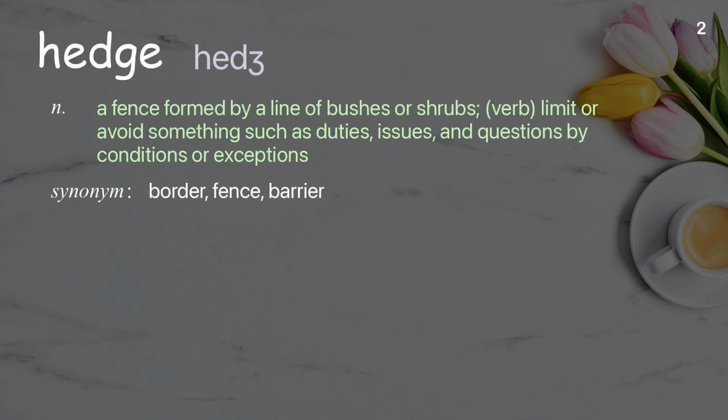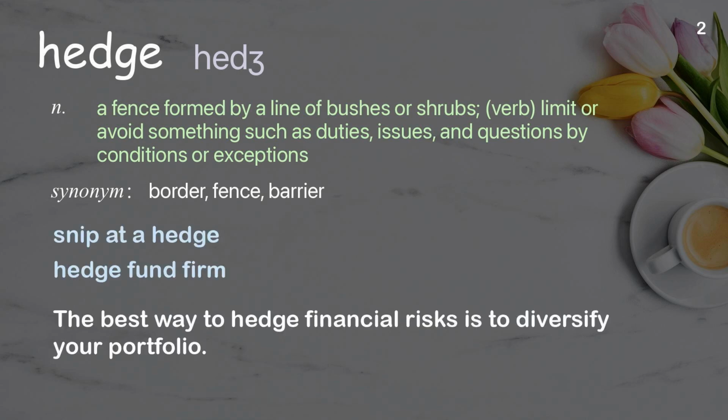Hedge. A fence formed by a line of bushes or shrubs. Verb: limit or avoid something such as duties, issues, and questions by conditions or exceptions. Examples. Snip at a hedge. Hedge fund firm. The best way to hedge financial risks is to diversify your portfolio.